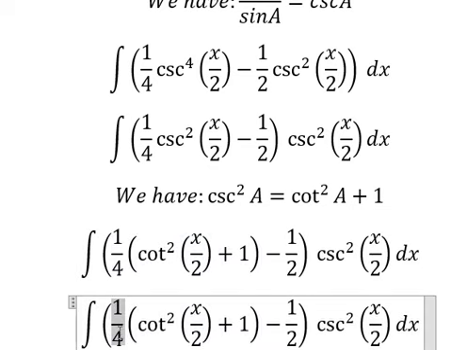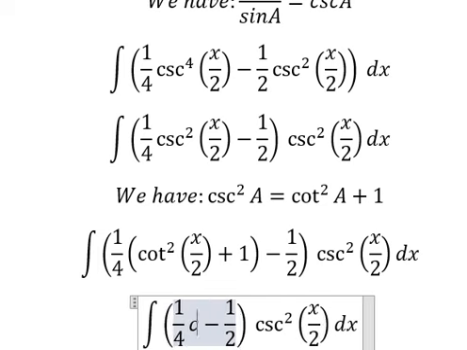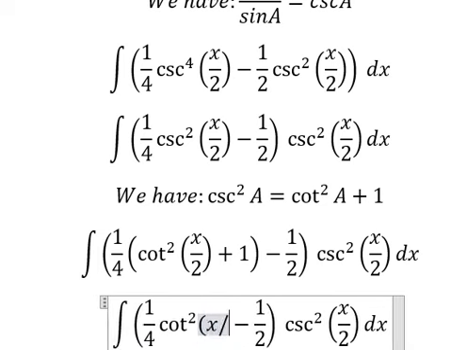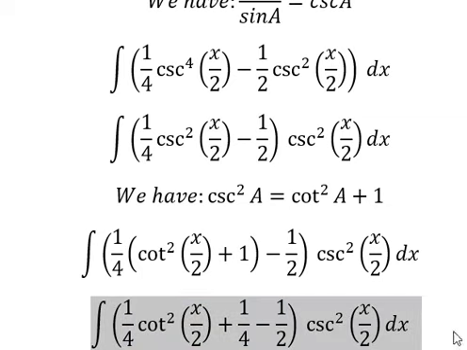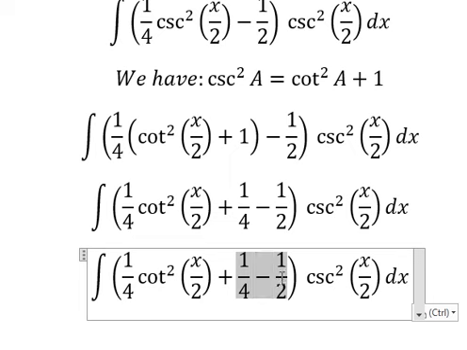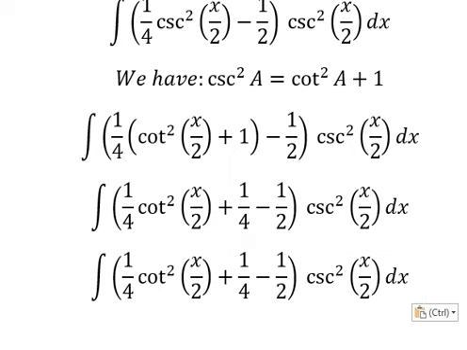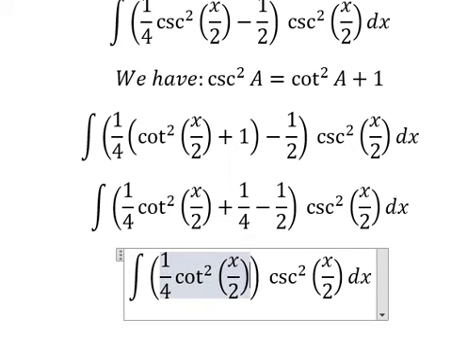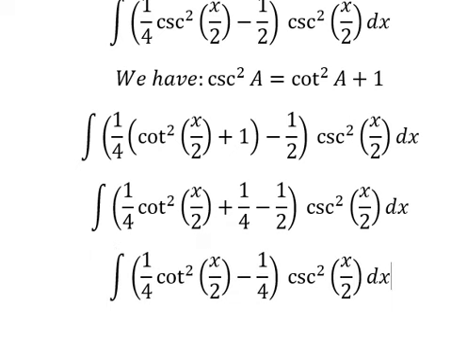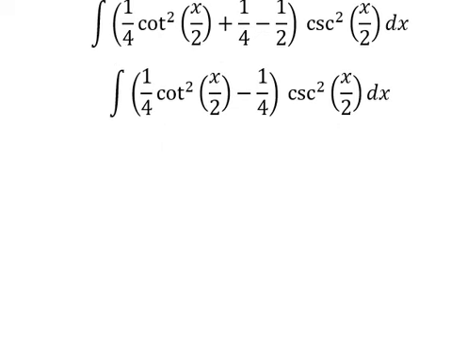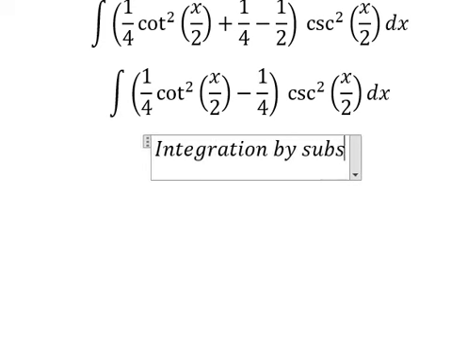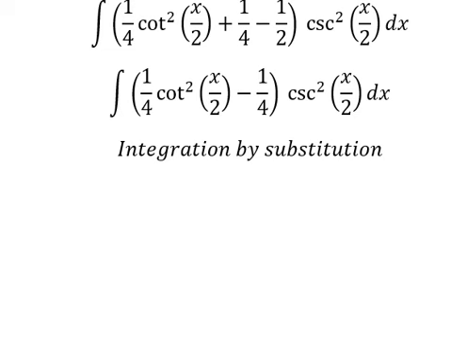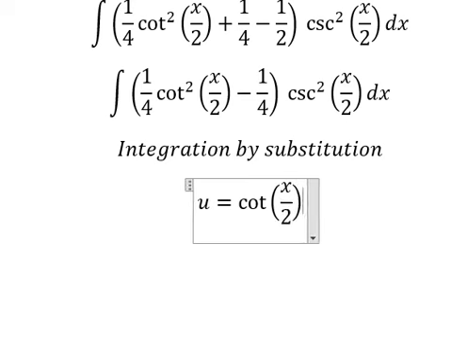Now 1 over 4 multiplied by this one. So this one, that is negative 1 over 4. So we can use integration by substitution. So I will put u equals to cosine of s over number 2.